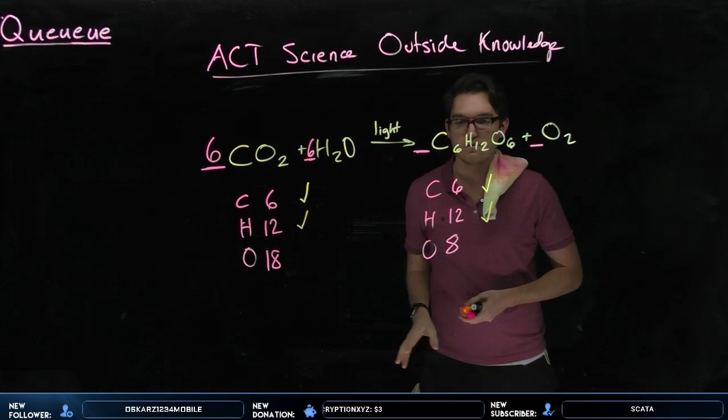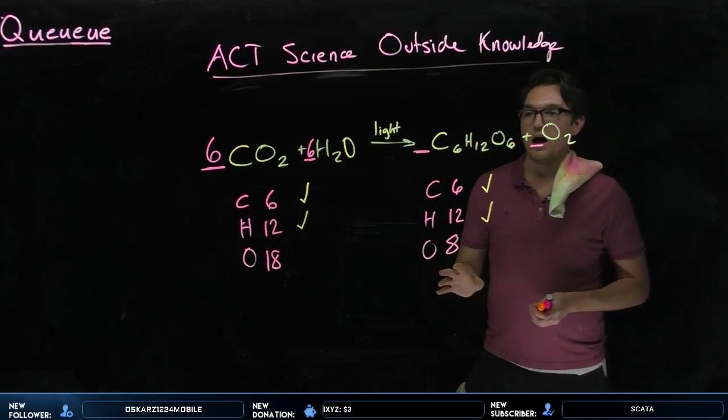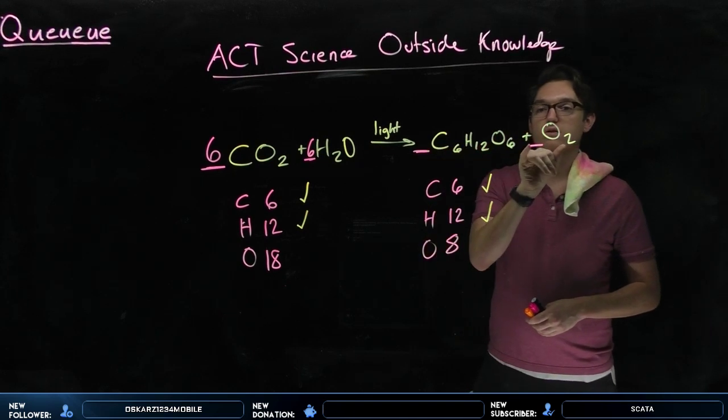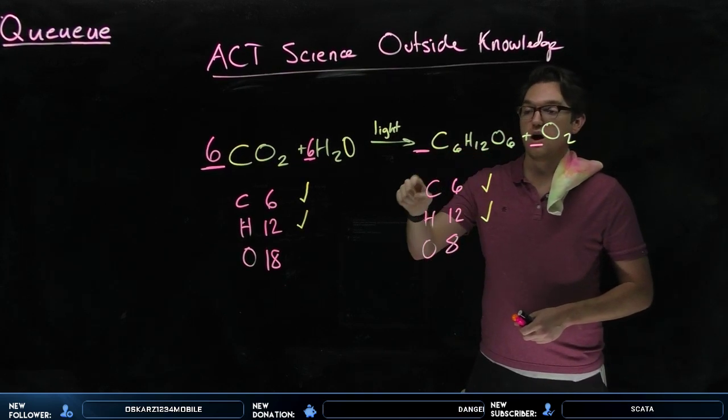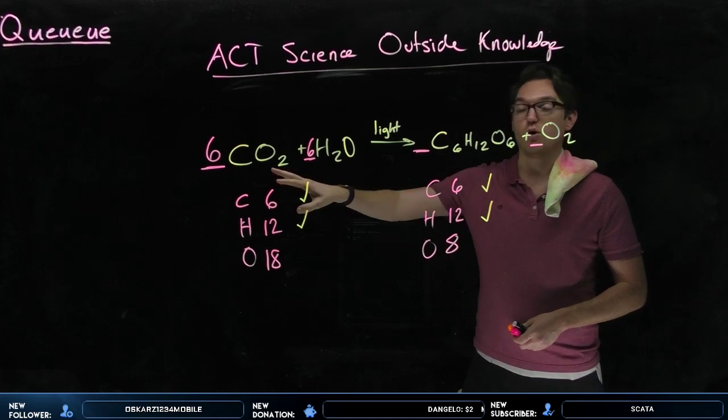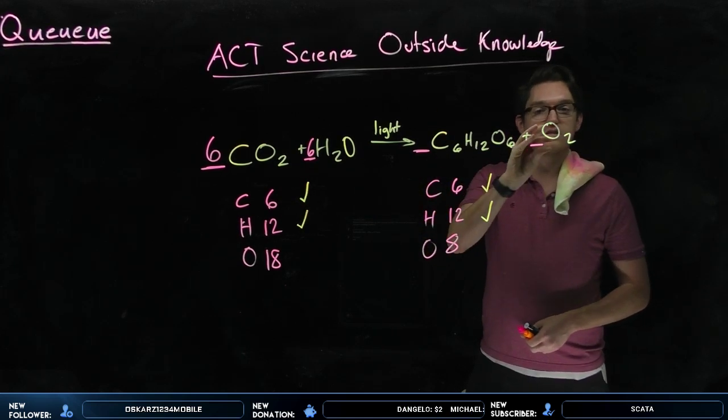Last thing to check is oxygens. 18 over here. We got a ton of oxygen, only 8 here. I could put a coefficient in front of this molecule or this molecule, but if I do it in front of this molecule, our carbon and hydrogen are going to change, and then we're going to have to go back and recalibrate. It's going to be a mess. This is way more controlled.